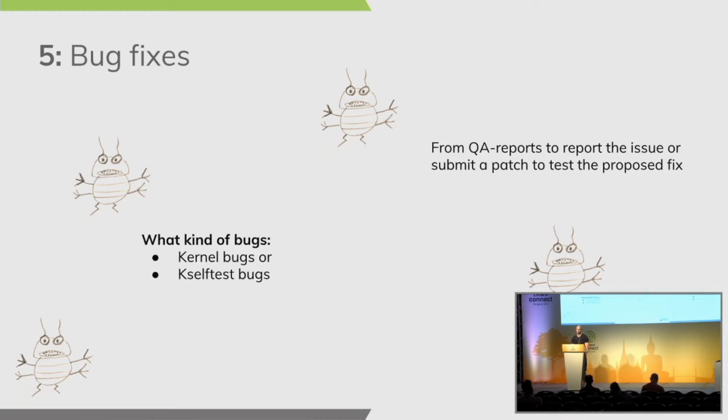So we try to do bug fixes as well in LKFT, or we only report the bugs. And there are two types of bugs. Either it's a kernel bug or it's a test bug. And we do triaging to try to figure out if it is a kernel bug or a bug in the Kselftest. And then we try to correct and fix it, or just report it instead.